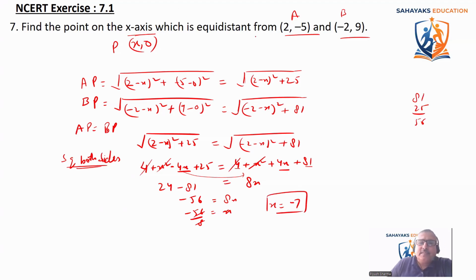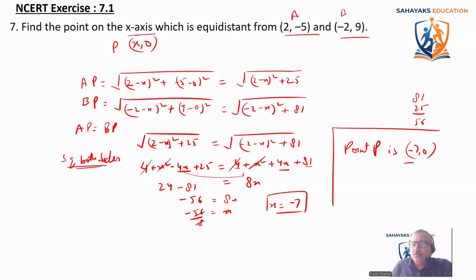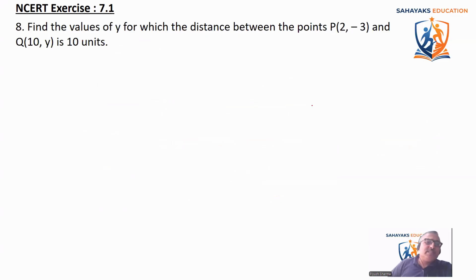The value of x is minus 7, but what is the point? Point P is minus 7 comma 0. So you have to write this answer, minus 7 comma 0. We cannot just find the value of x. We have to find the point P, or the point on the x-axis which is equidistant from A and B, which is minus 7 comma 0. Okay, let's move to the next question.